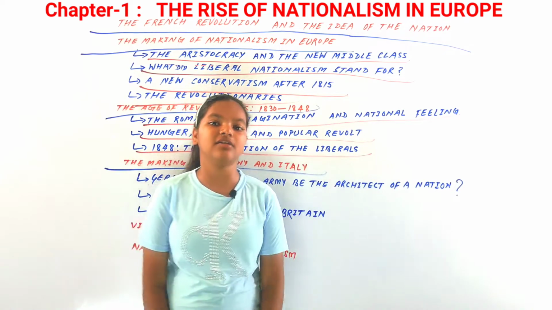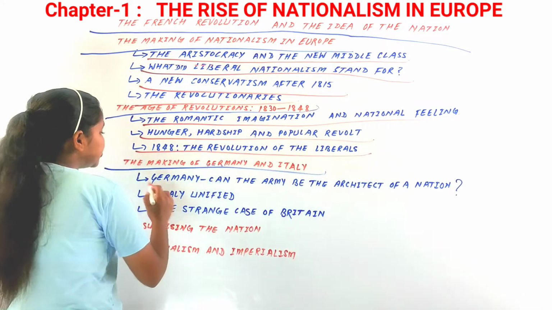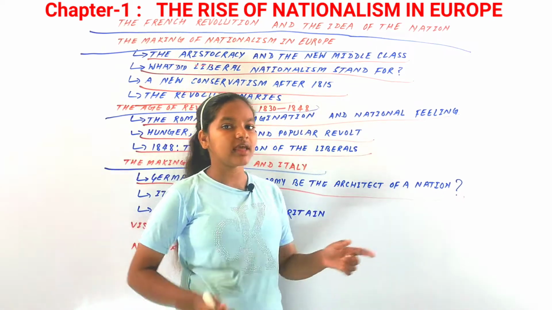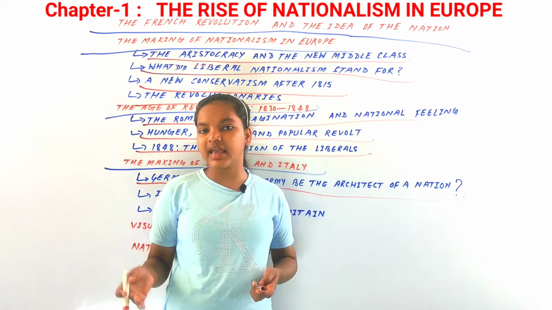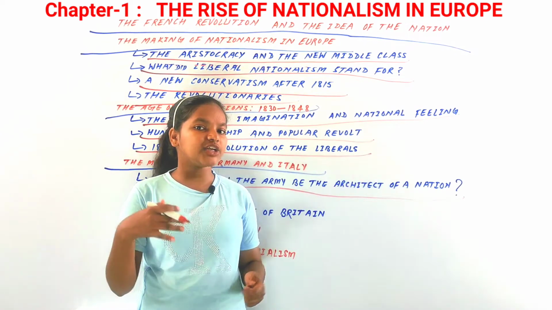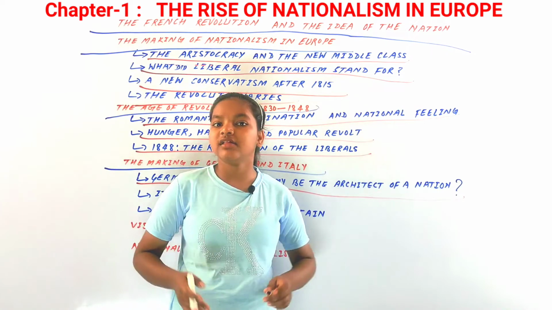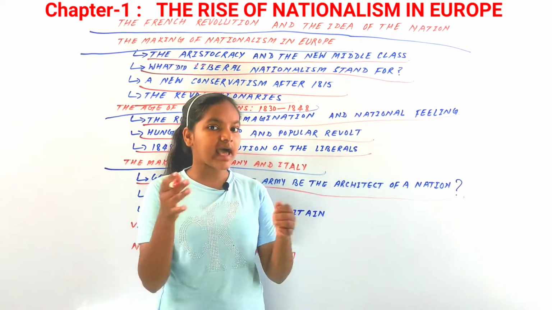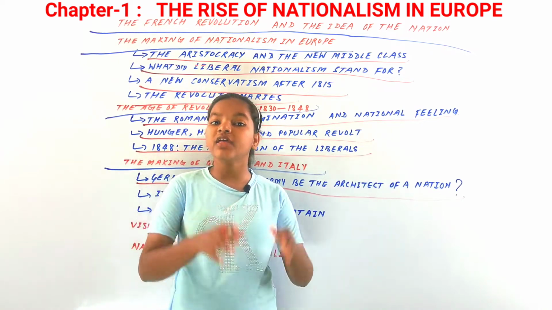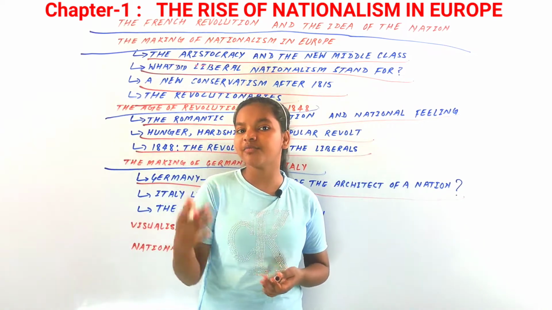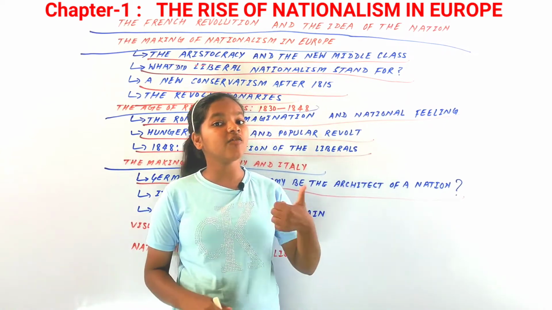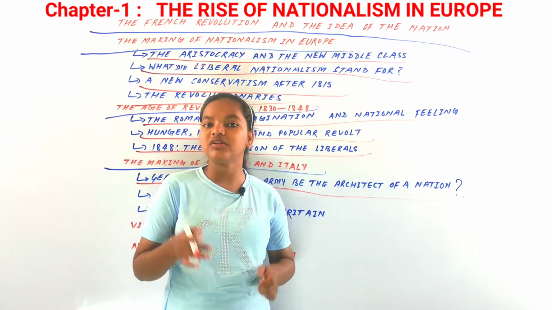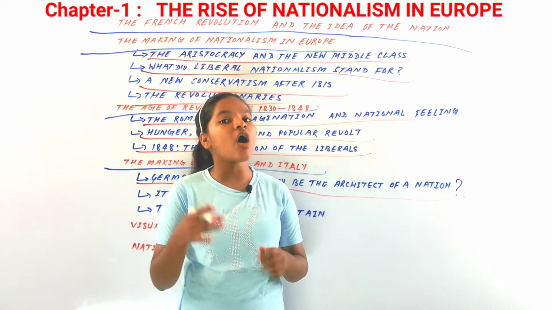Let us discuss it with our subtopic, that is Germany: can the army be the architect of a nation? So for Germany, can the army be the architect of a nation? If you look at the unification of Germany, there was a national assembly that was formed but was overruled by the King of Prussia, and after that the unification of Germany was taken up by the King of Prussia, William I. Earlier the King of Prussia was Frederick William IV, but now the king is William I, who took over the unification of Germany.